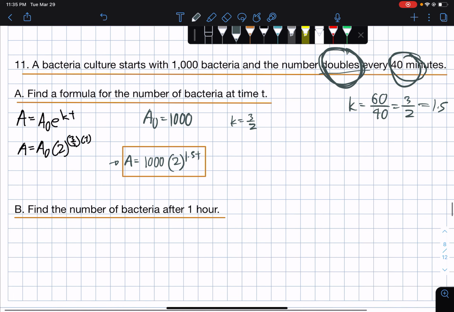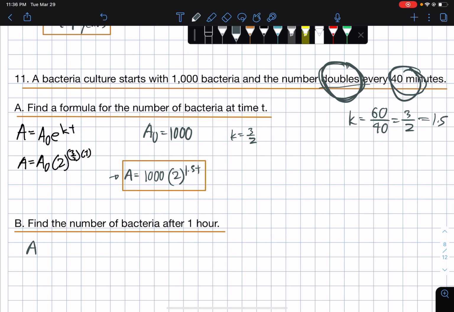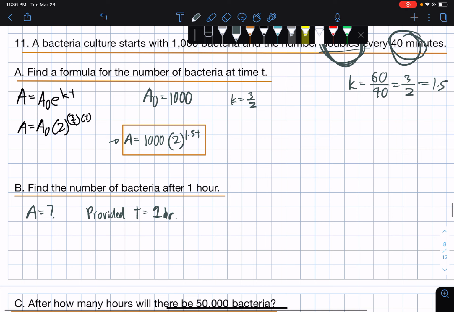Right, for letter B, find the number of bacteria provided t is equal to 1 hour. So in that case, A is equal to 1,000 times 2 raised to 1.5 times 1. A is equal to, hang on, 2,000 raised to 1.5 times 1.